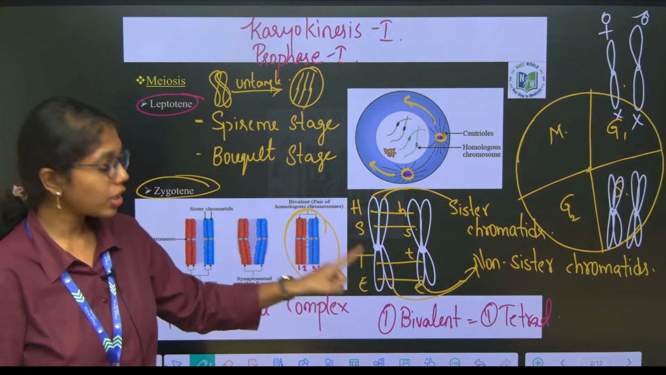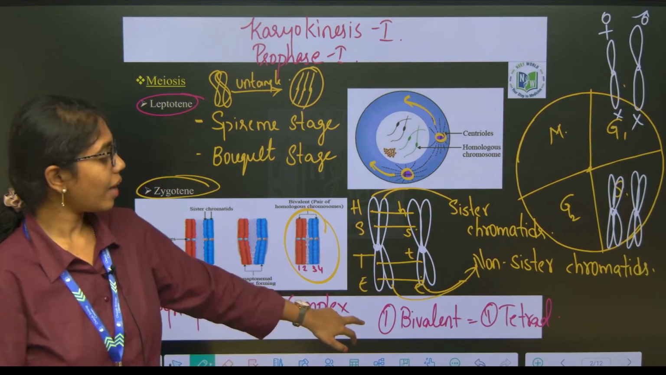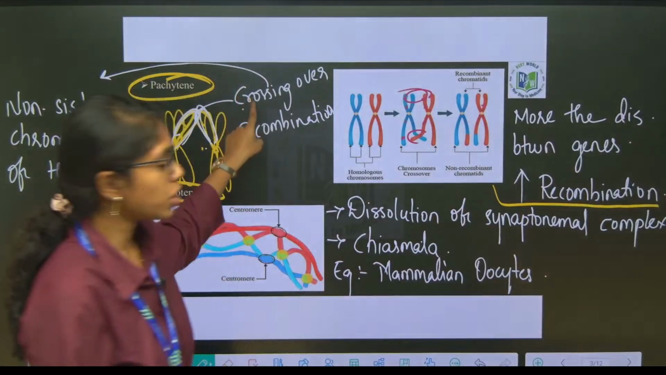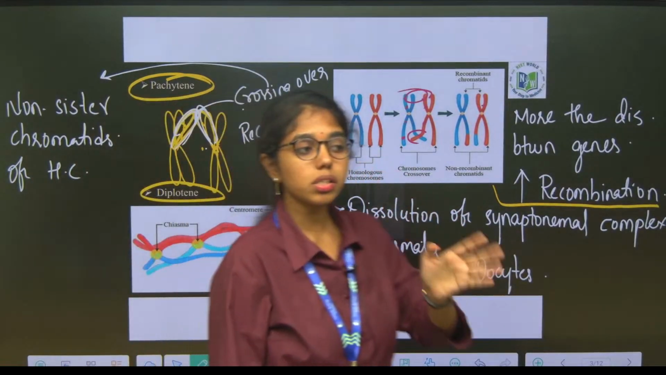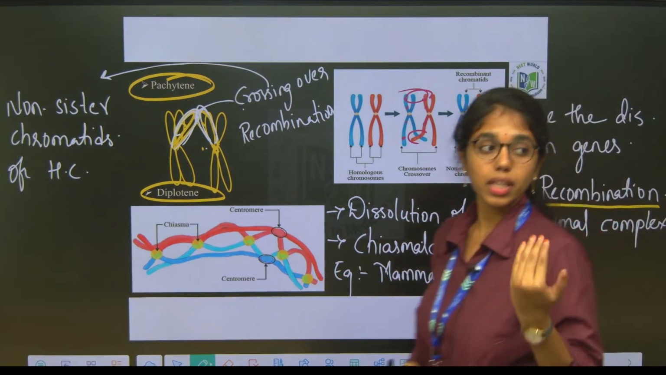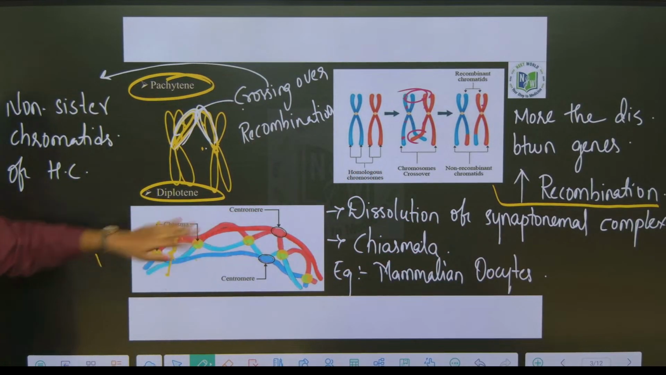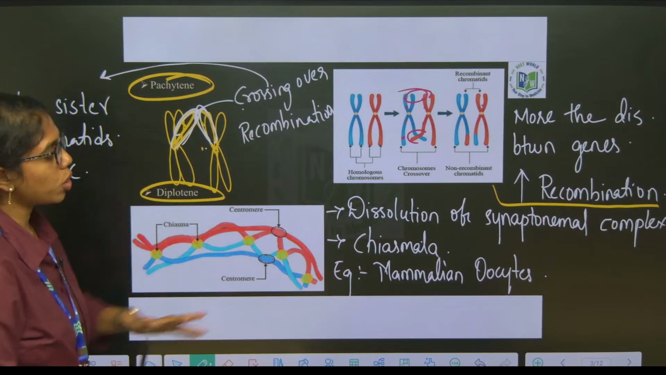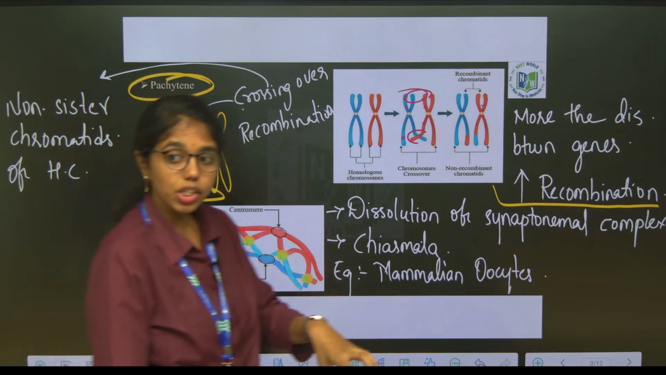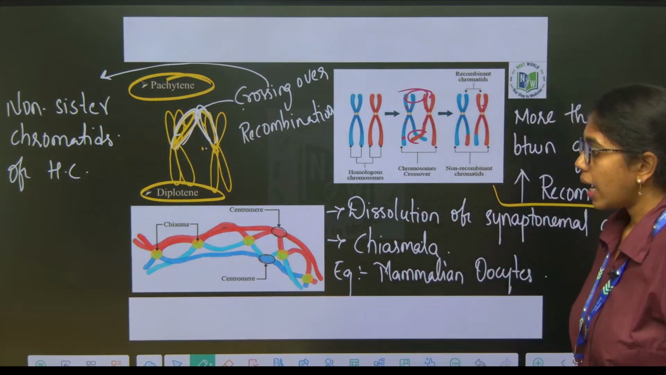Before this, you should have a clear idea on homologous and non-homologous chromosomes. And then we have learned 1 bivalent is equal to 1 tetrad. Next, in pachytene, crossing over or recombination is in between non-sister chromatids of 2 homologous chromosomes. And here, more the distance between the genes, more will be the recombination. Last is diplotene. Diplotene is nothing but dissolution of synaptonemal complex, first event in the diplotene. Second is formation of chiasmata, and at this stage only many cells will stop their division, for example mammalian oocytes.